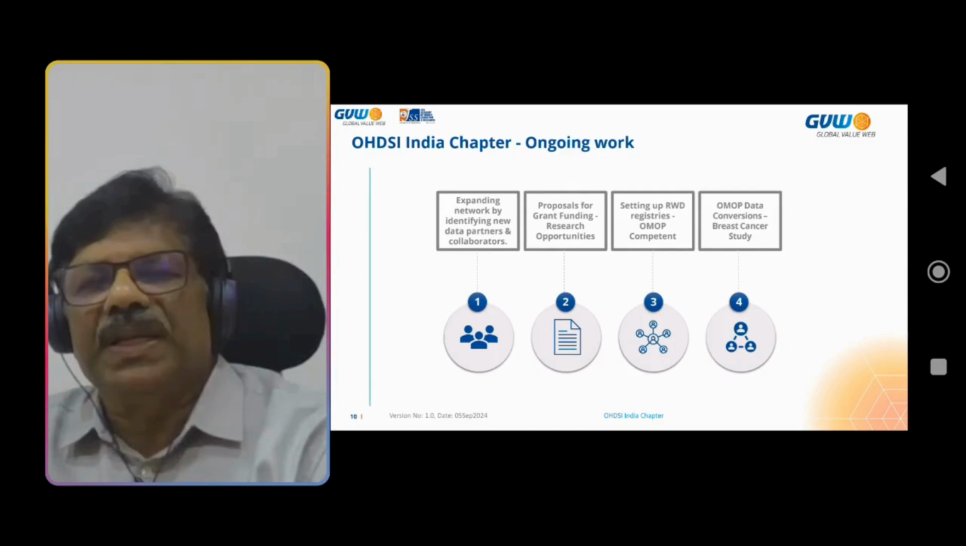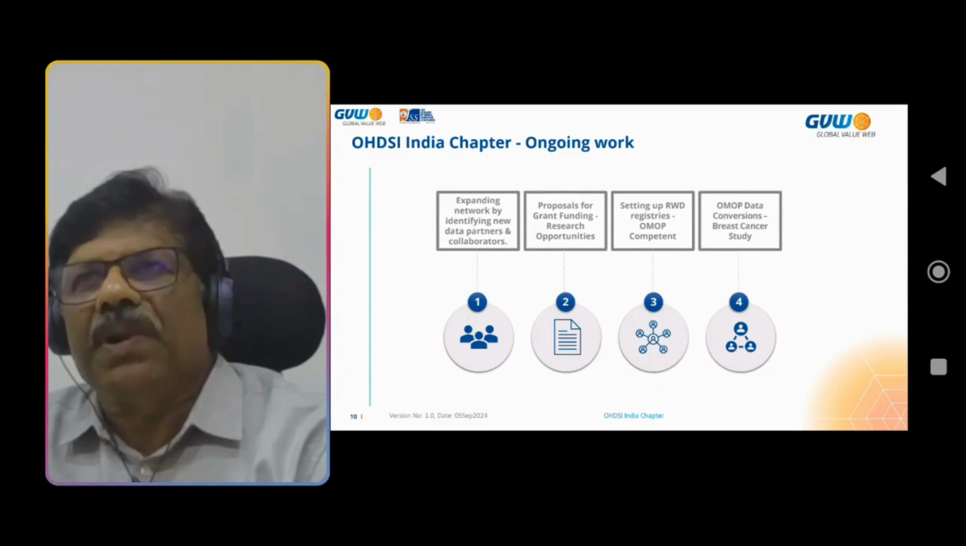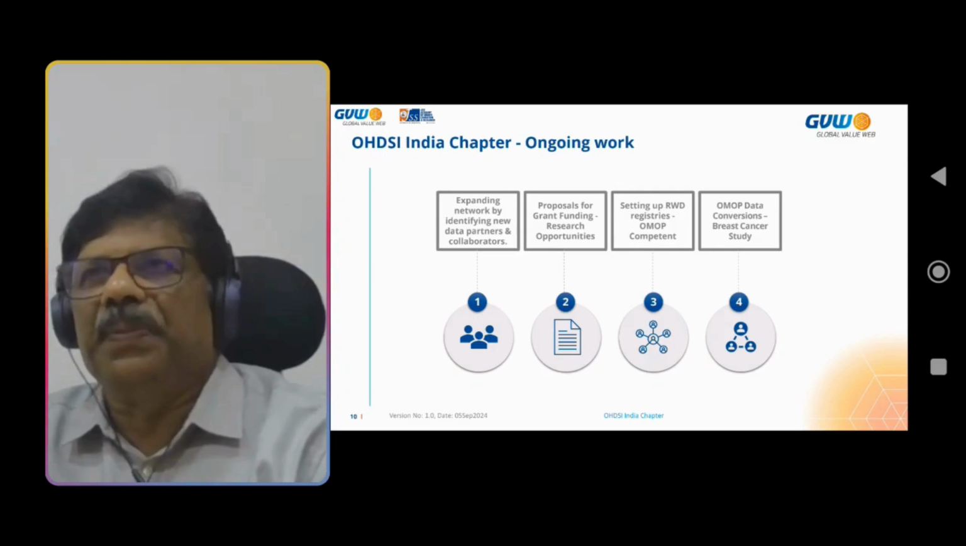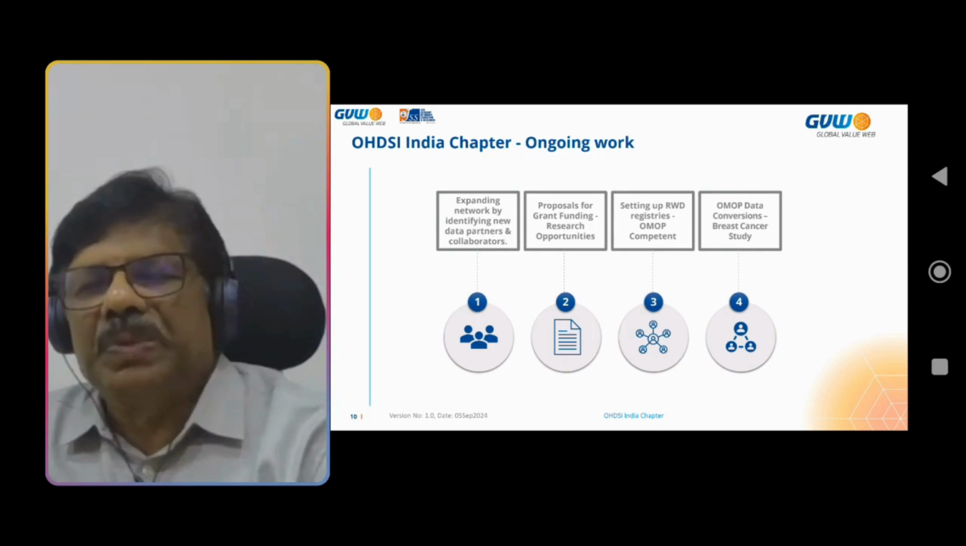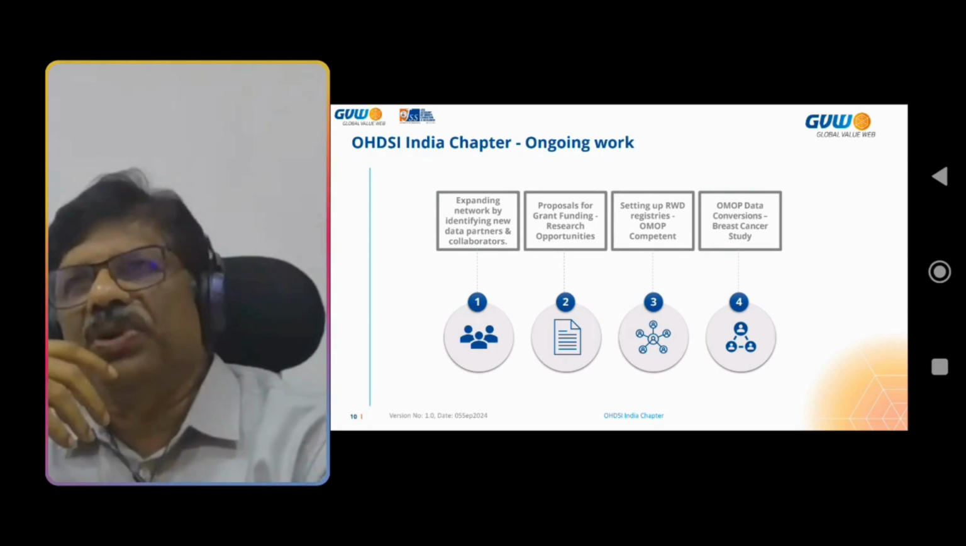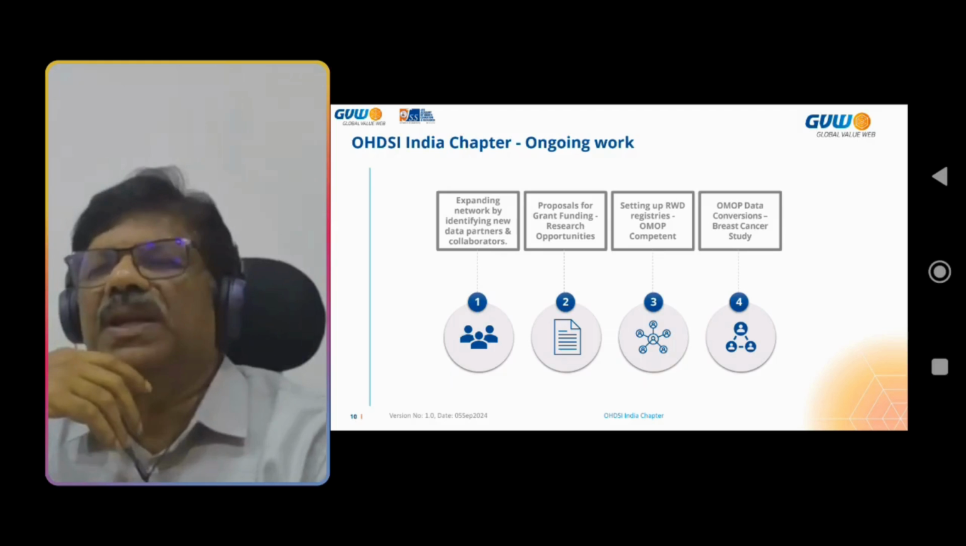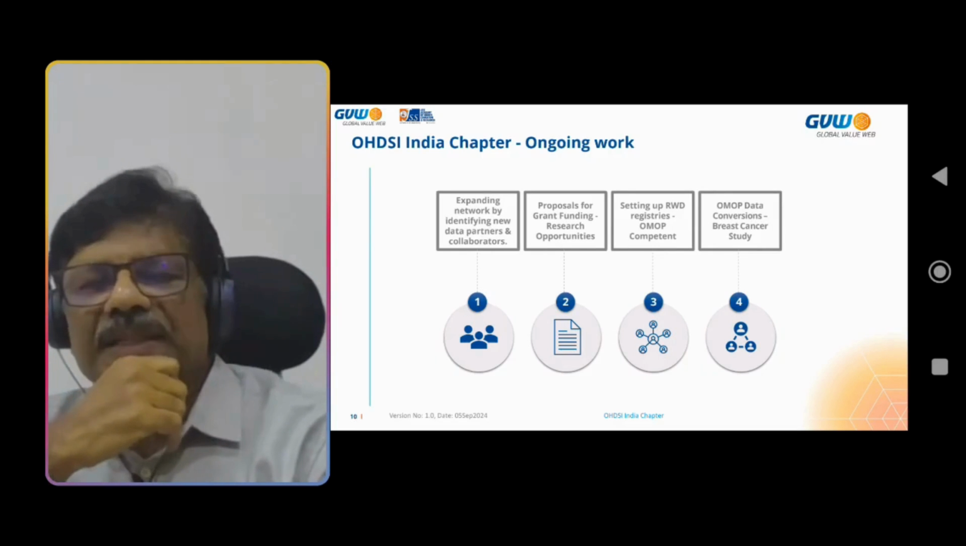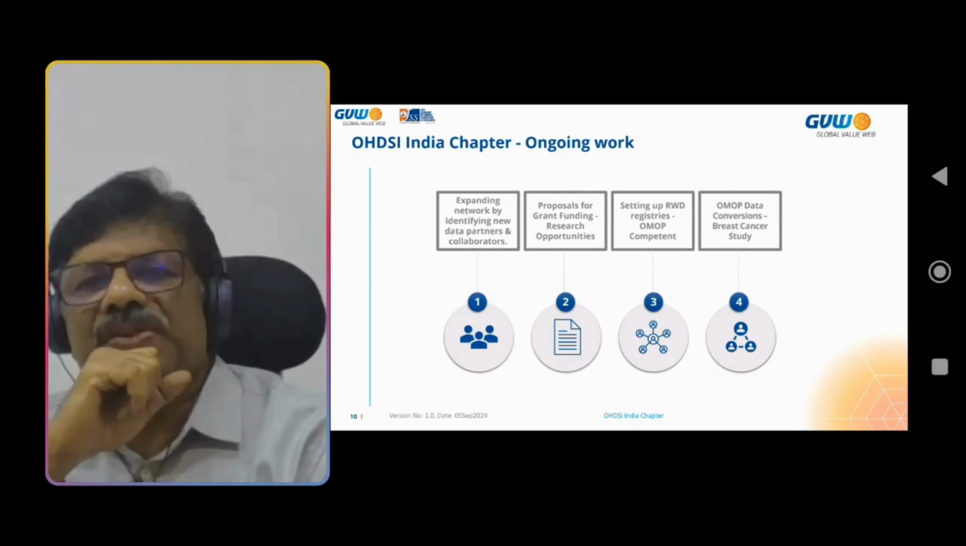And one thing we realized is that in India we have a lot of data, but most of it is not in a ready to use format. So we have to do a lot of data crunching before we can use it, and we need to spend a lot of effort to get that done. And we are also setting up real world data registries.